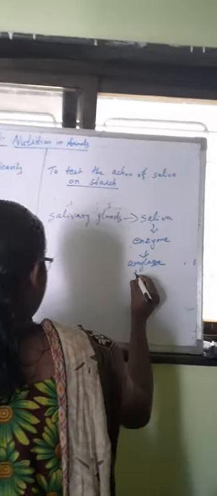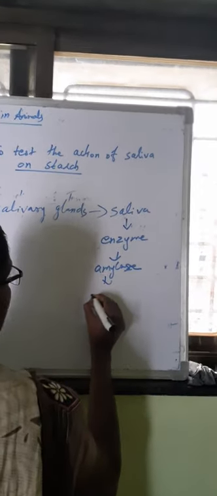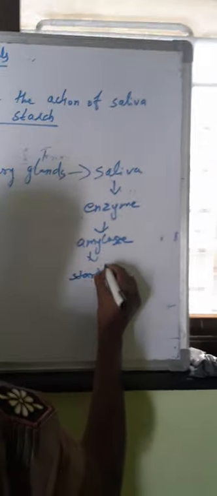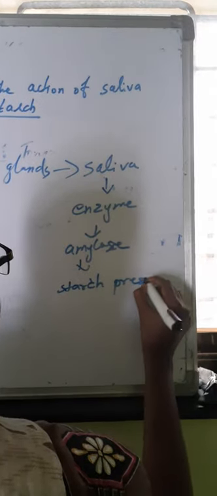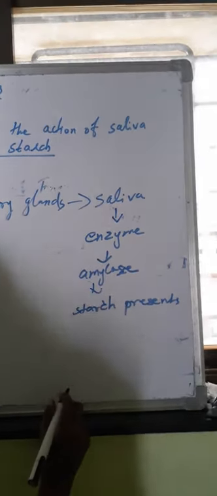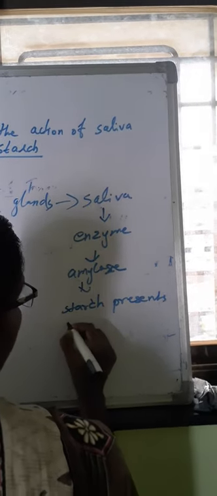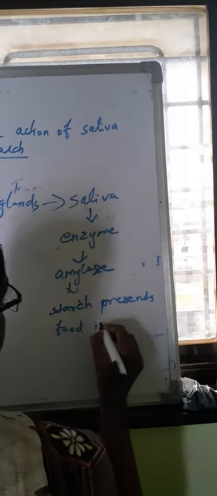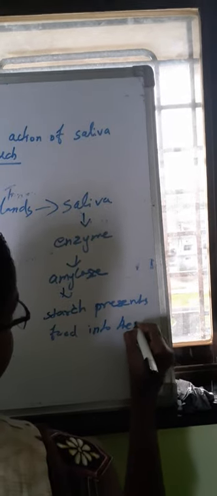Amylase helps break down the starch present in the food into sugars.